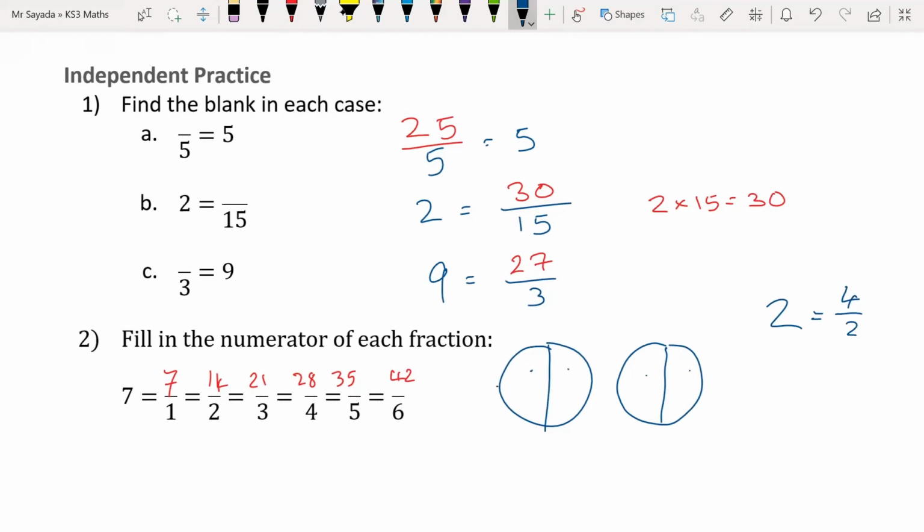I could also split it into quarters. So how many quarters do I have now? Say your answer to the video. How many quarters do I have altogether? I have 8 quarters. So 2 is the same as 8 quarters.